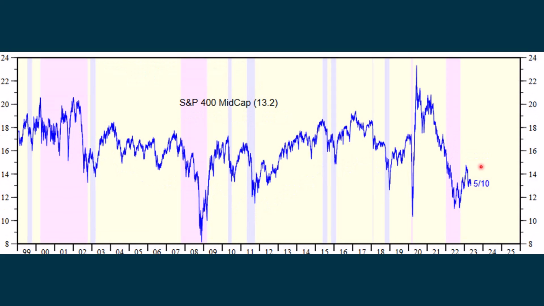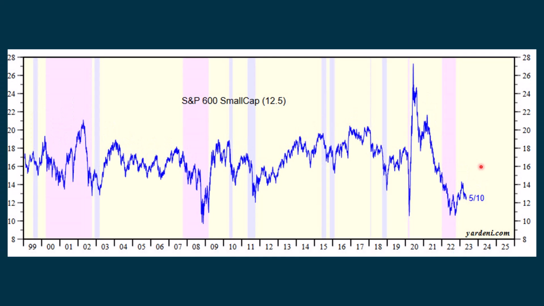When we look at the mid-caps, we have a current PE ratio of 13.2. That is below 15, so we're in between being inexpensive and fairly valued. And when we look at small caps, we're also between 10 and 15, giving us a current reading of 12.5. So small caps are considered inexpensive and a little bit under being fairly valued.